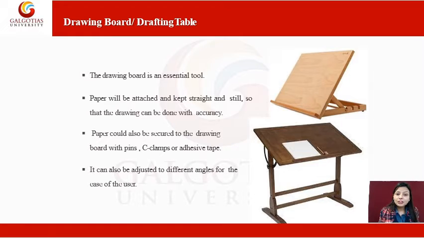Paper could also be secured to the drawing board with pins, C-clamps, or adhesive tape. It means you can use adhesive tape to paste the sheets on the board. It can also be adjusted to different angles for the ease of the user. As there are hinges at the back of the drafting table, it is adjustable at different angles for the ease of the user. According to the user, it can be adjusted at any angle.